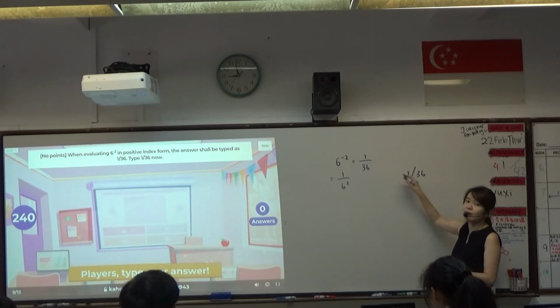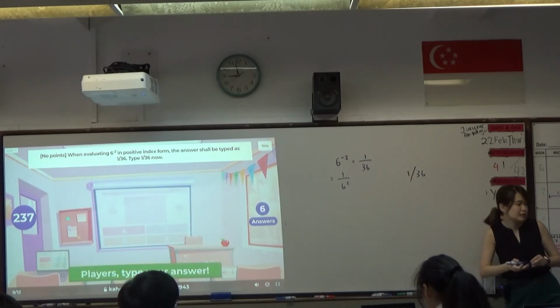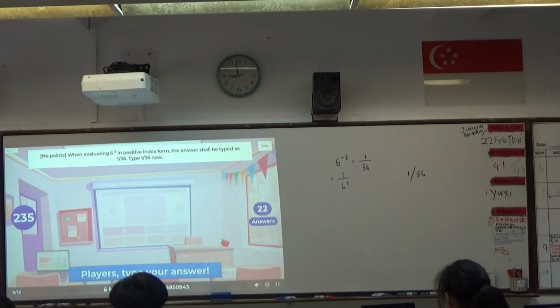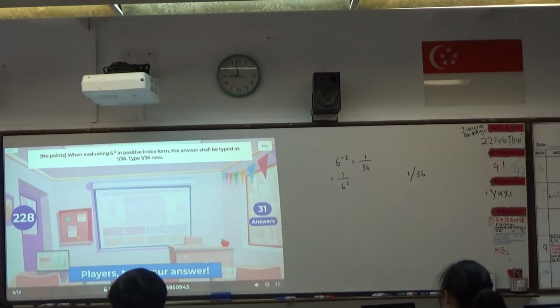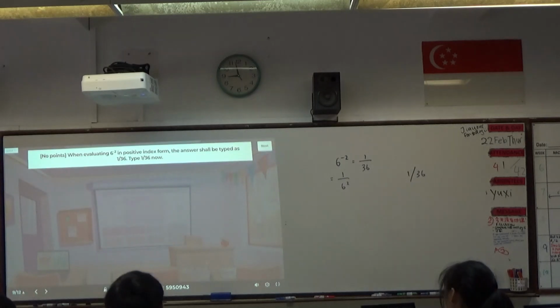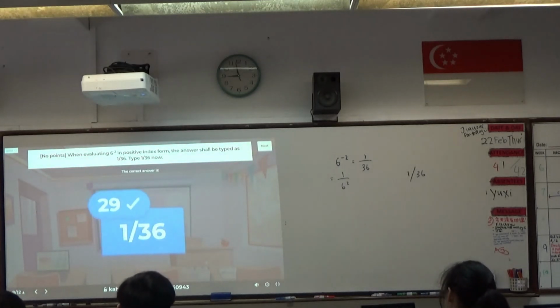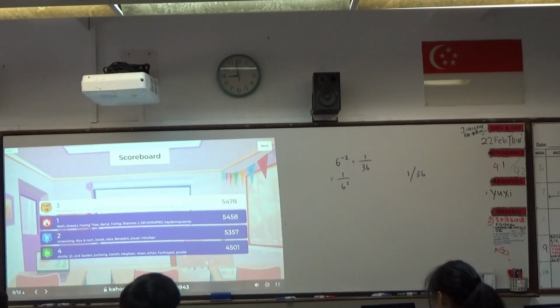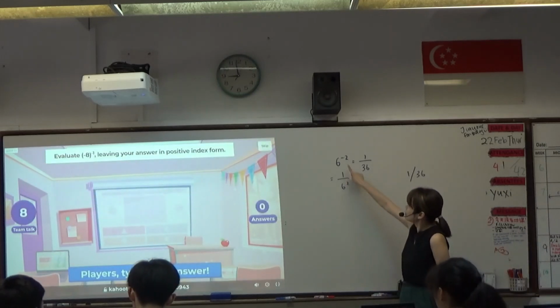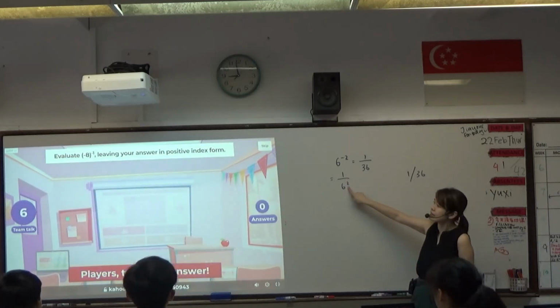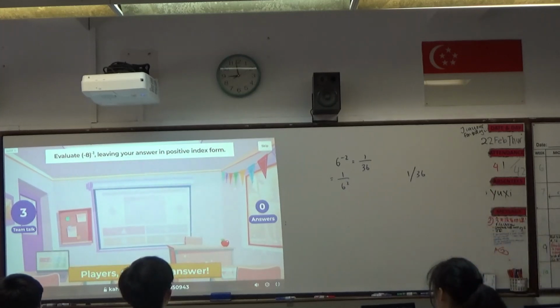36. Okay, so we write this fraction in this manner. So that's all I need. Now this one, write in positive index form. So that means we go from negative index to positive index. What is the simplified answer?